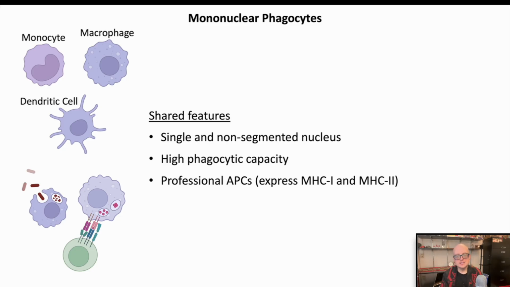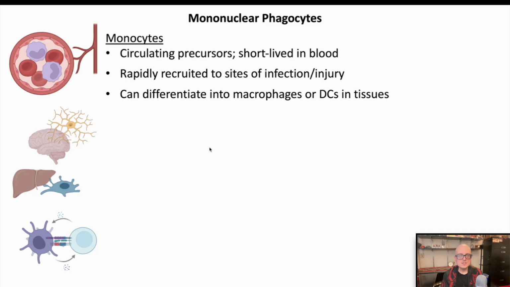However, we have three different cell types here, so let's try to distinguish monocytes, macrophages, and dendritic cells from each other. Monocytes are circulating precursors. They are short-lived cells that we only find in the blood. So they were similar to basophils in that respect. We do not really find them in tissue. They are in the circulation. However, when we have an infection or some kind of injury, they are rapidly recruited out of the blood into the infected or injured tissue.